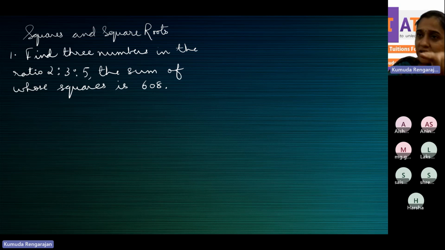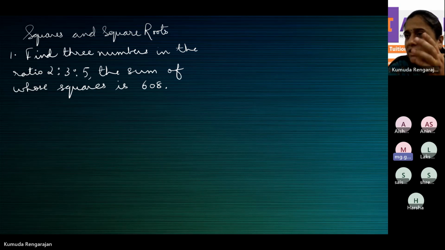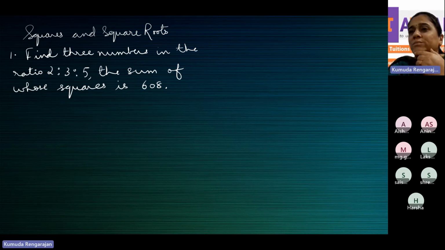Find three numbers in the ratio. Ratio is given, so you can assume the numbers. Let the numbers be what? Let the numbers be when the ratio is given. If the ratio is given, how do you assume the numbers?